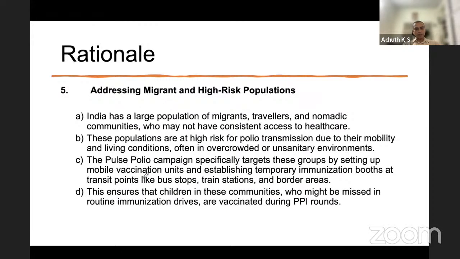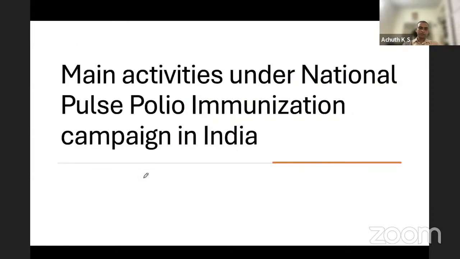This pulse polio campaign specifically targeted these groups by what? By setting up mobile vaccination units and establishing temporary immunization booths at transit points. Where are the transit points? That is bus stops, train stations, and border areas. By doing this, it was ensured that no child was missed during the vaccination.